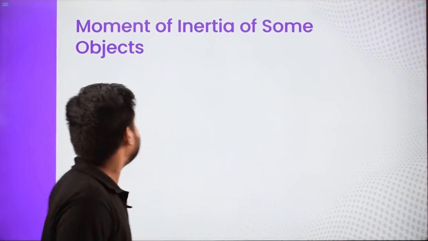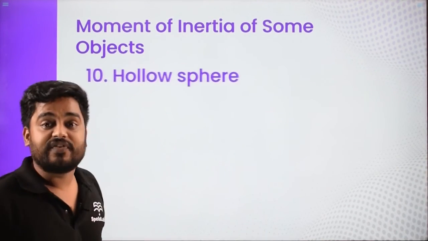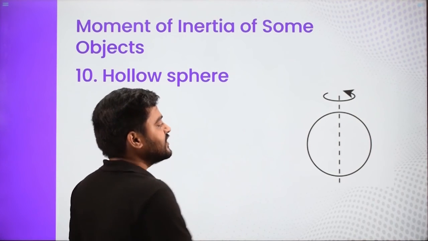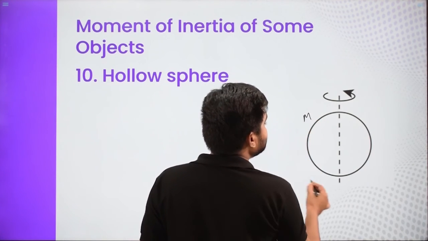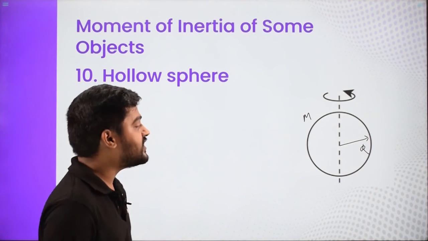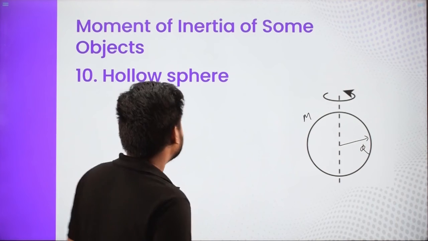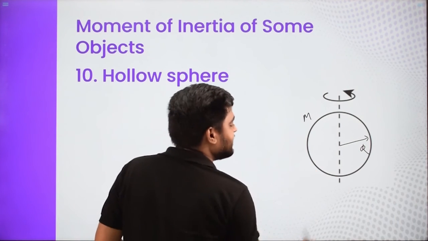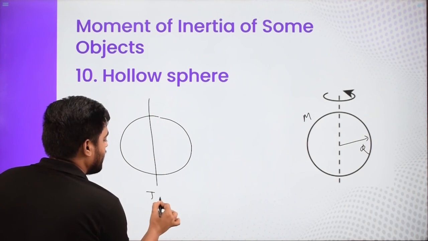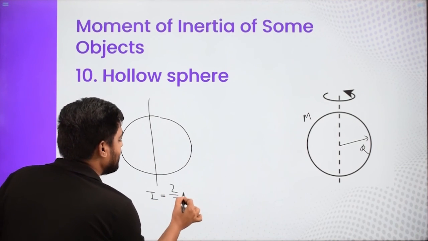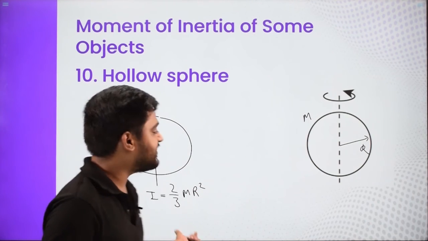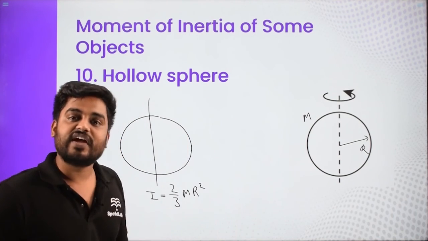So the next object is the hollow sphere. The moment of inertia of a hollow sphere is the next thing which we are going to do. We have a hollow sphere having mass M and radius R. This is a spherical shell, so its moment of inertia about this axis is given by 2 by 3 MR square. M is the total mass and R is the total radius. Derivation of this we are not doing.